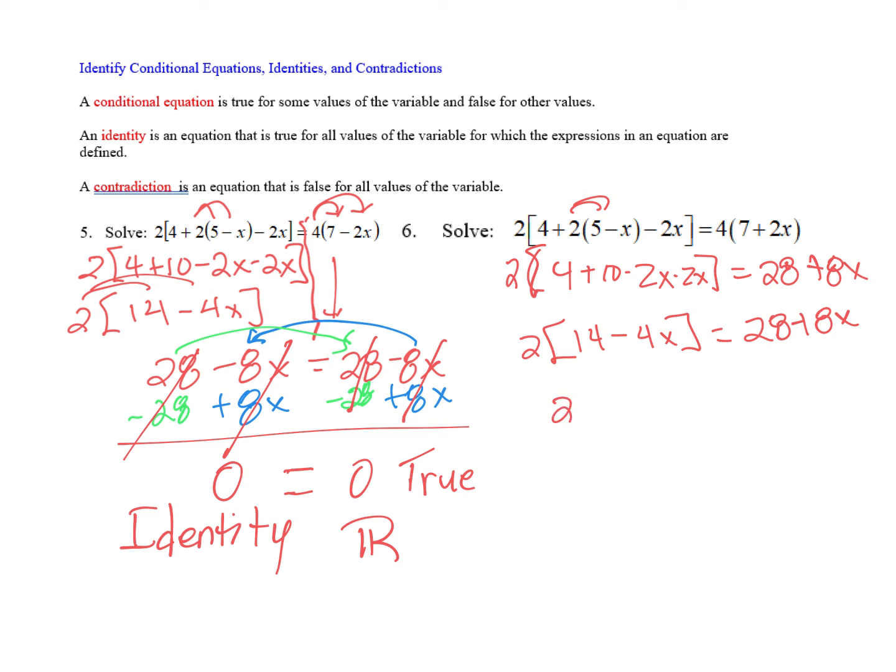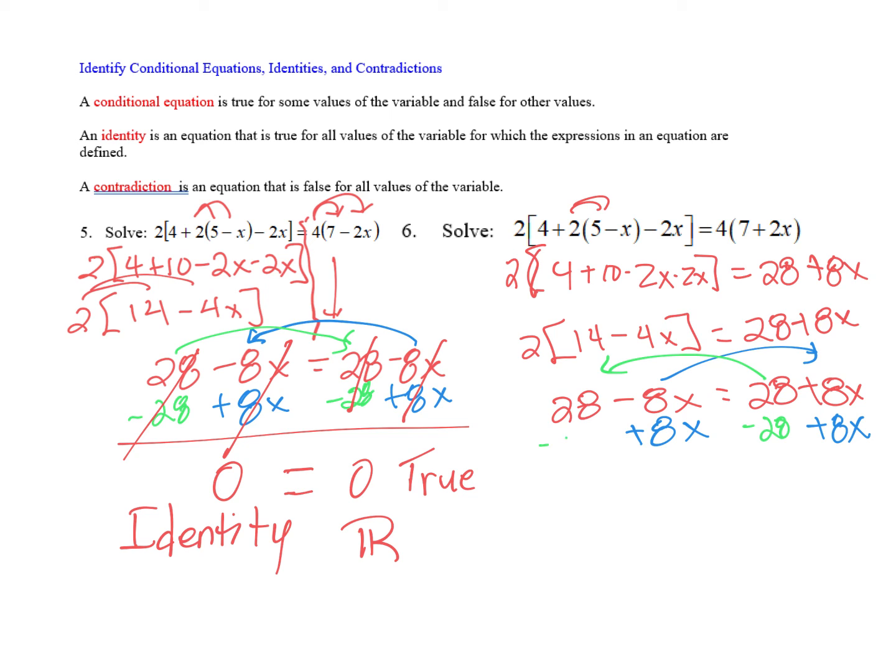And then when I distribute, I get 28 minus 8x equals 28 plus 8x. So when I do my movement, I'm going to move my variable to the right, keep it positive, and I'm going to move my constants the other way. And what do I end up with?